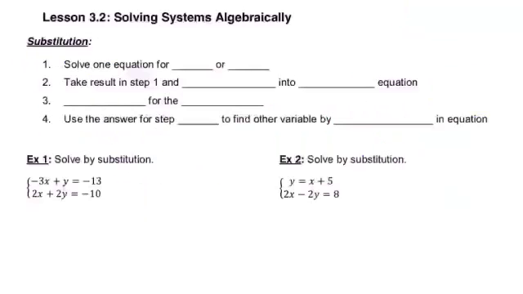The next part of our notes are actually the first part of lesson 3.2, which is using substitution to solve linear systems. The steps for using substitution is to solve one equation for x or y. It does not matter where you start, but you just need to make sure that you have one variable by itself. So for instance, y equals 2x plus 5.